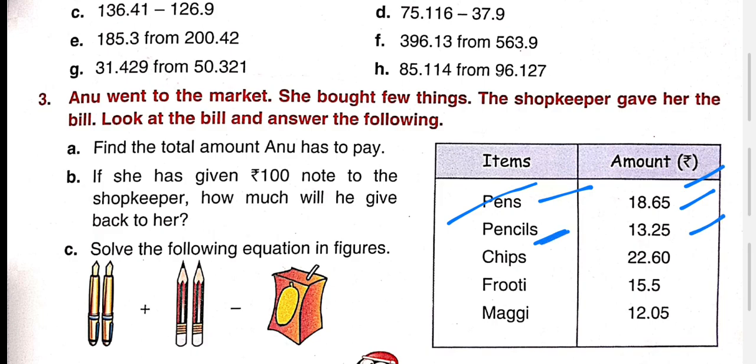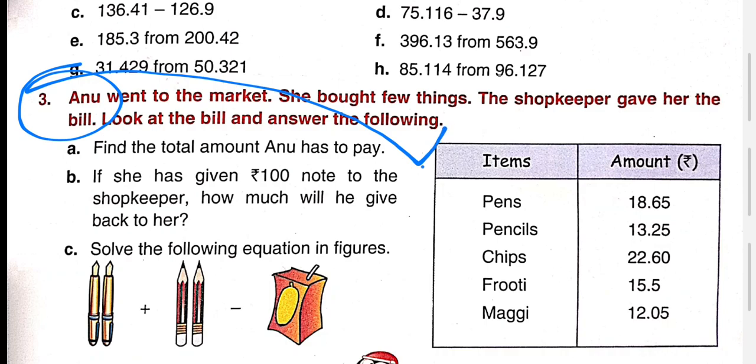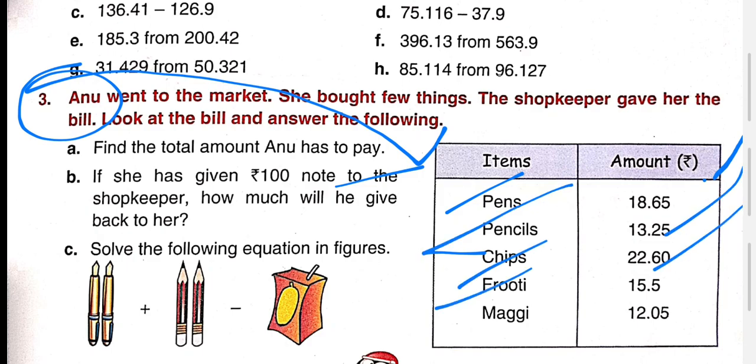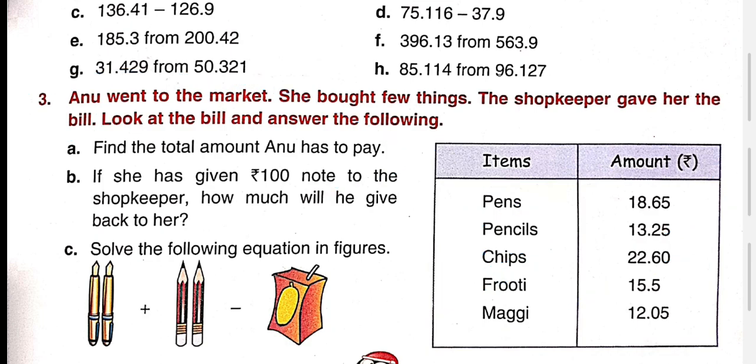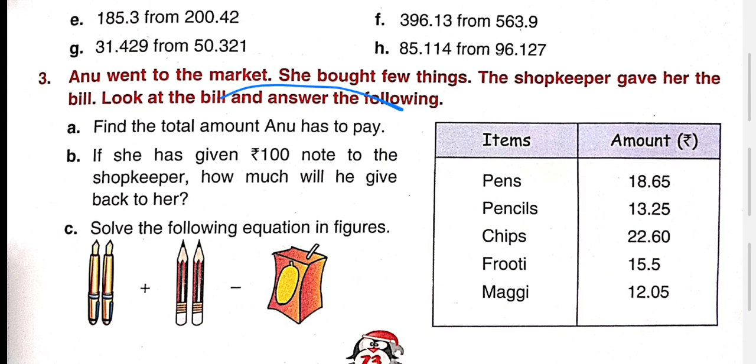Pencil 18.65. Chips 13.25. Fruity 22.60. Maggie 15.5. 12.05. There is a girl named Anu. She went to the market and bought some items, and she got a bill like this one. Pen, she has to pay rupees 18.65. Pencil, 13.25. Chips, 22.60. Fruity, 15.5. Maggie, 12.05. Now the question is to find the total amount Anu has to pay.